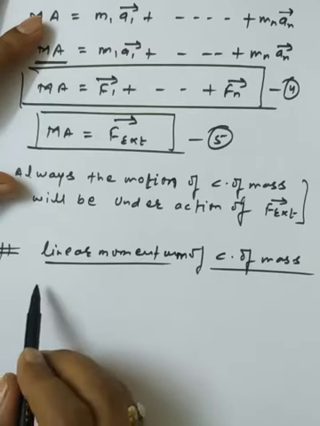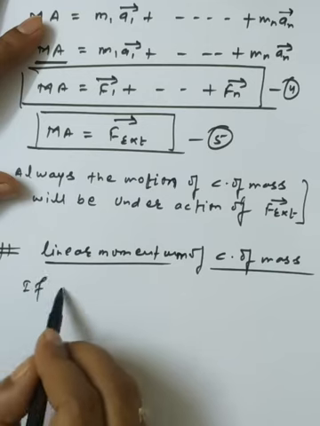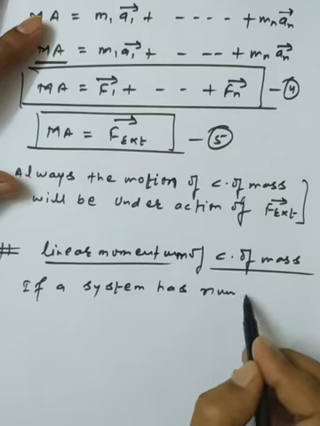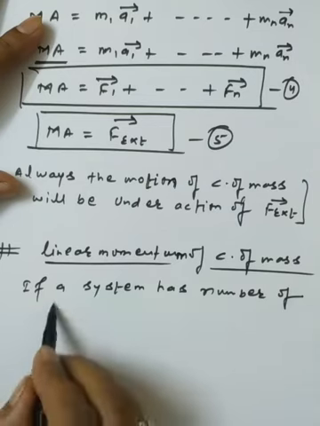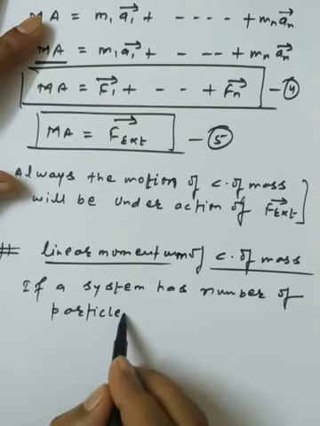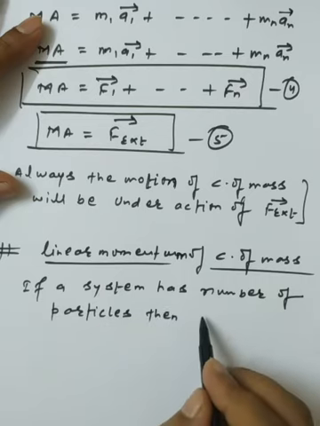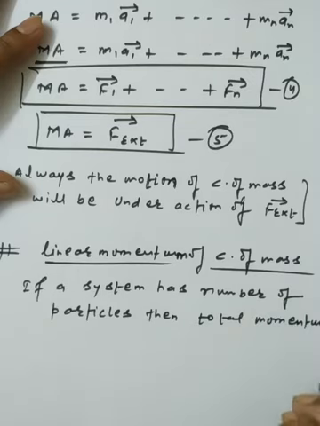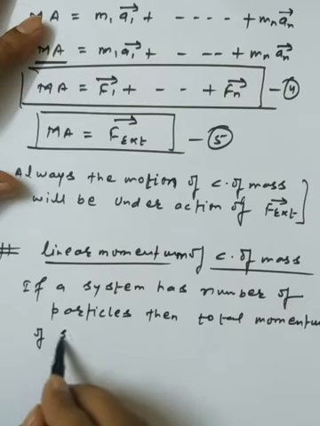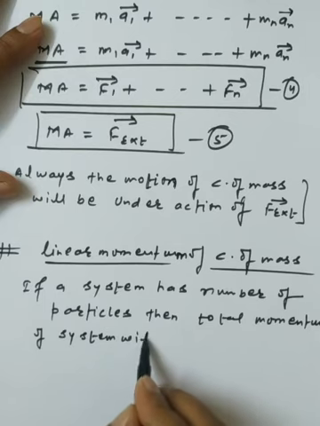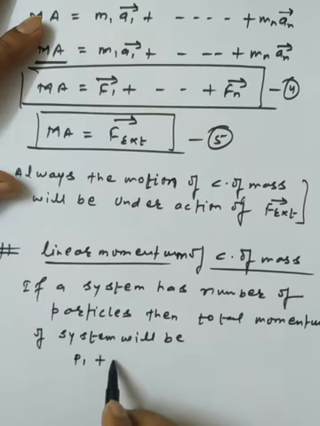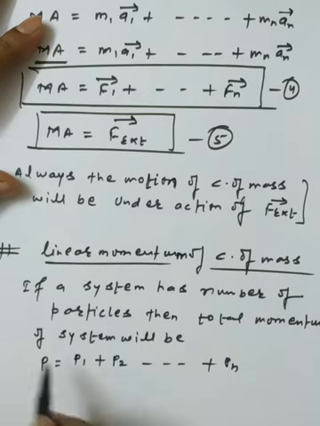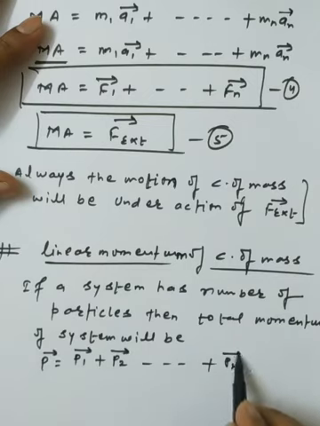Okay, so easily we can say that if a system has a number of particles, then the total momentum of the system is P1 plus P2 plus and so on plus Pn, and that can be regarded as P. And definitely it's a vector quantity, so we are applying the vector sign.